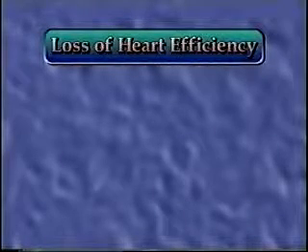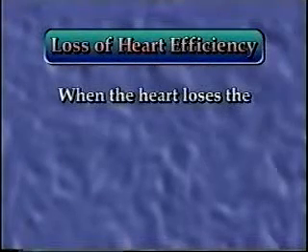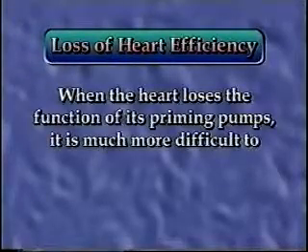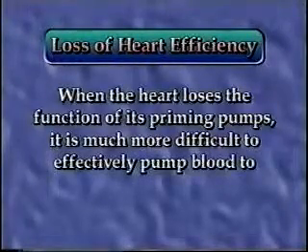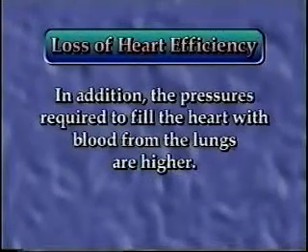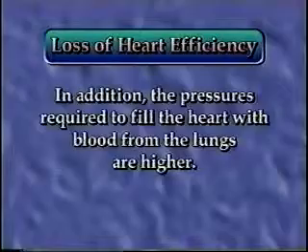There are two main problems caused by atrial fibrillation. The first problem is loss of heart efficiency. When the heart loses the function of its priming pumps, it is much more difficult to effectively pump blood to the body. In addition, the pressures required to fill the heart with blood from the lungs are higher.